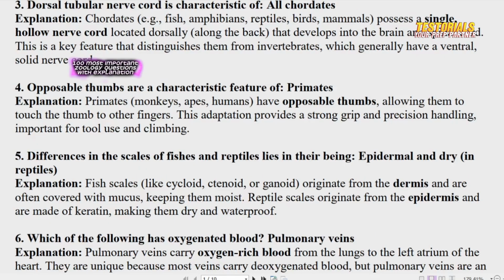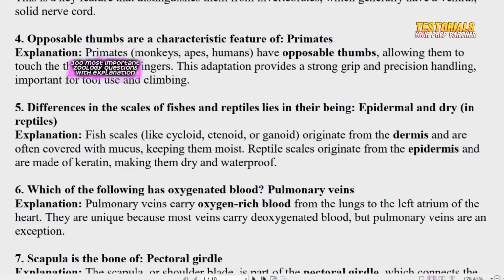4. Opposable thumbs are a characteristic feature of primates. Explanation. Primates, monkeys, apes, humans have opposable thumbs, allowing them to touch the thumb to other fingers. This adaptation provides a strong grip and precision handling, important for tool use and climbing.